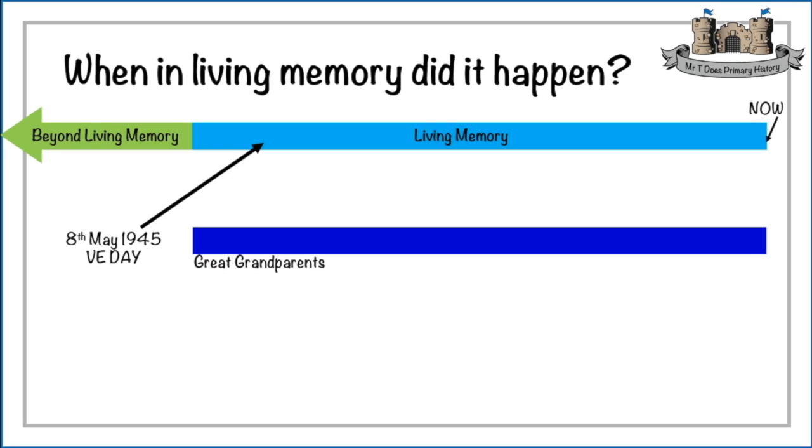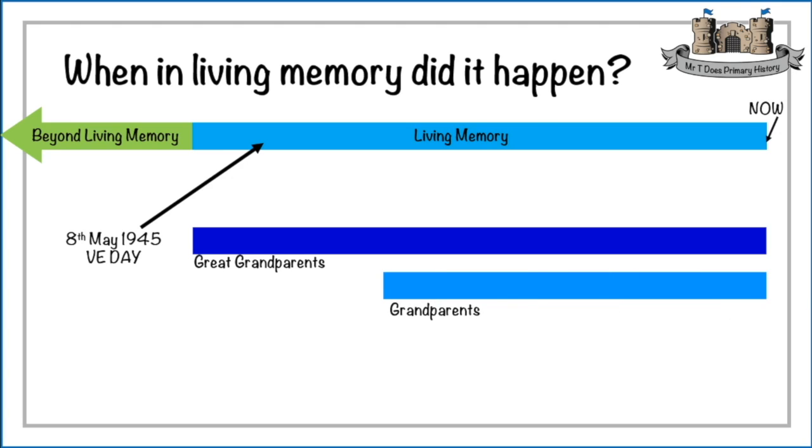Their children are now the grandparents. They still have quite a long living memory as well, because they've been alive for quite a long time, but not as long as the great-grandparents. And then there's the parents. Now the parents have a shorter living memory again, because they're not as old.